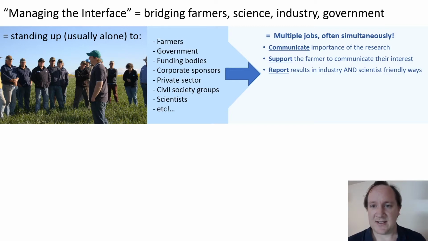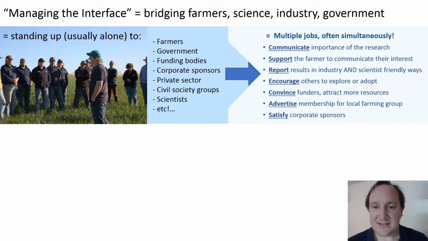There are multiple jobs that need to be performed at the interface, and often they need to be performed simultaneously. For example, we need to communicate the importance of the research, support the farmer to communicate their interest, report results in industry and science and scientists friendly ways. We also need to encourage others to explore and adopt, convince funders, attract more resources, advertise membership for the local farming group, and satisfy corporate sponsors. And that last one can be really important in digitally enabled OFE, where we're introducing new technologies.